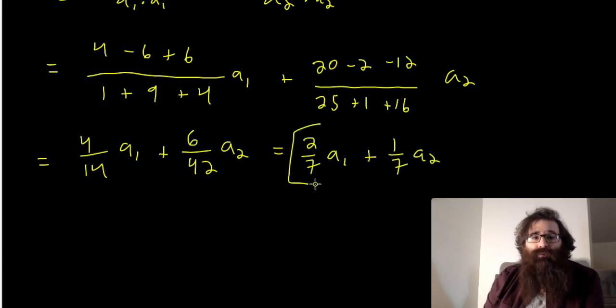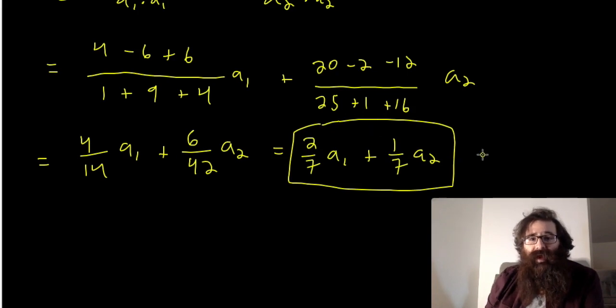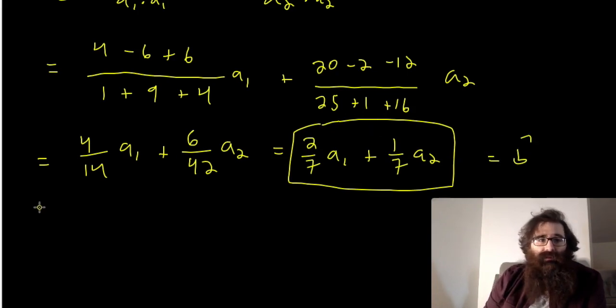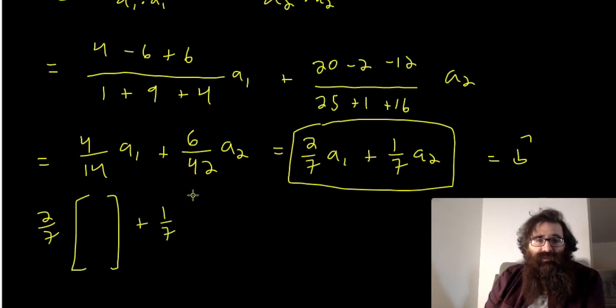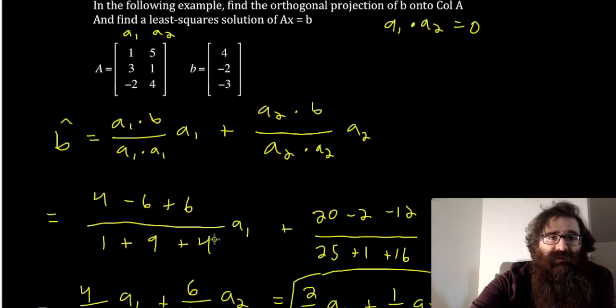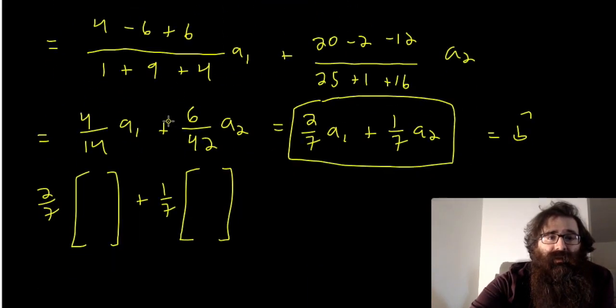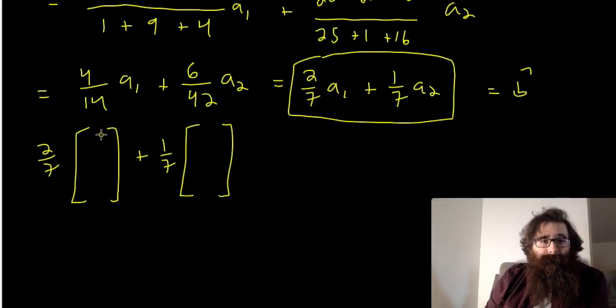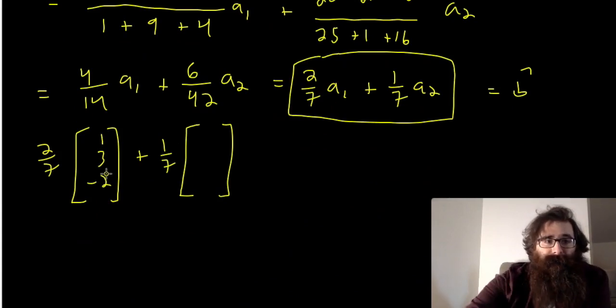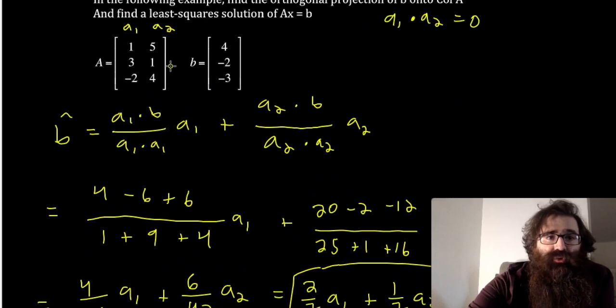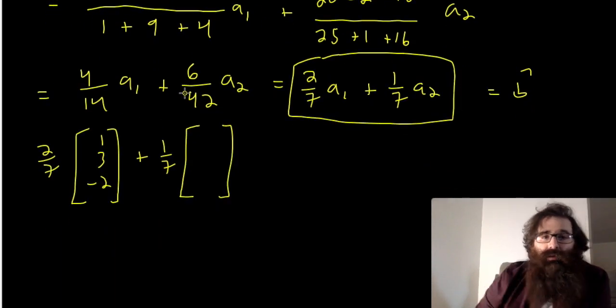And now, hold on to this, because we're going to come back to this, but let's actually build this vector B hat. So this is equal to B hat. So that's 2/7 times vector A sub 1, the first column, plus 1/7 times vector A sub 2, the second column. What was A sub 1? Well, that was 1, 3, -2. And what was A sub 2? That was 5, 1, 4.